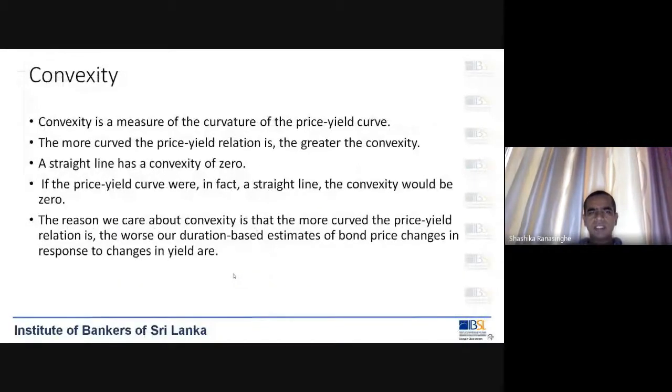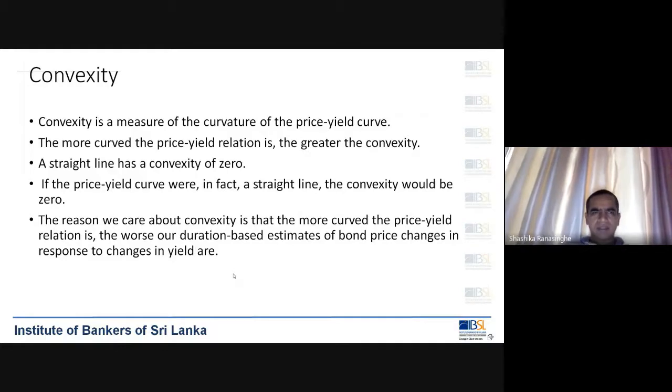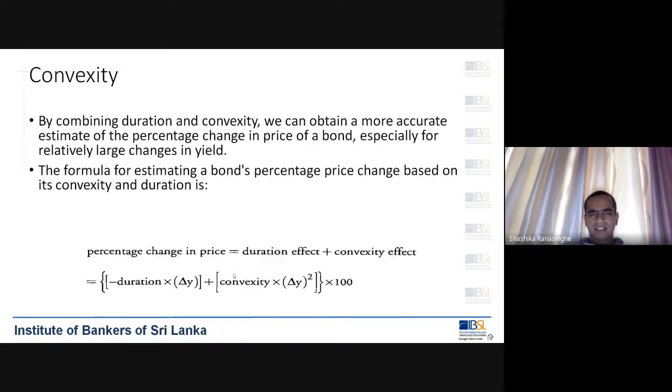The more curved the price yield relation, the greater the convexity. So the curvature is called convexity. It's a convex curve. A straight line has a convexity of 0. If the price yield curve were in fact a straight line, the convexity would be 0, but it is not a straight line, it's a curve. So there is convexity. The reason we care about convexity is that the more curved the price yield relation, the worse our duration based estimate of bond price changes in response to changes in the yield.